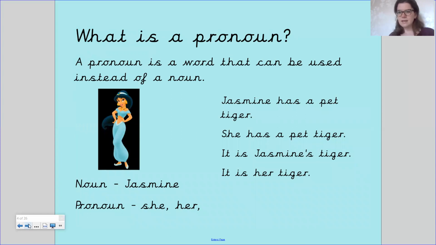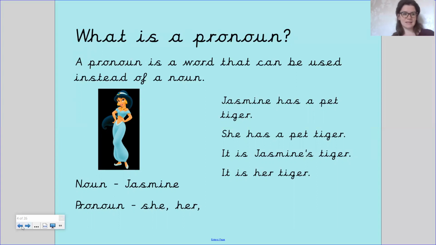So now we need to have a think about pronouns. What is a pronoun? A pronoun is a word that can be used instead of a noun. So I've got some examples. Here is Princess Jasmine. That's the noun, that's her name. But you could use pronouns to describe her. You could say her or she.